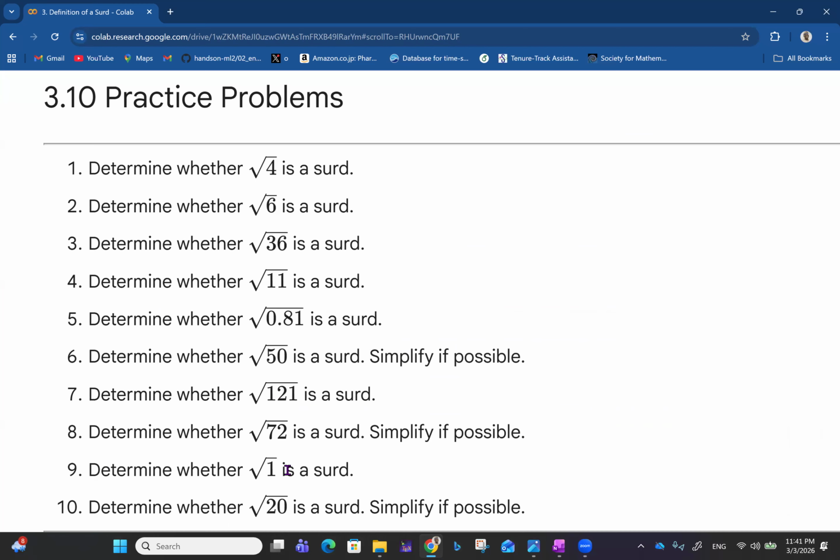Then determine whether root 1 is a surd. Root 1 is not a surd because the square root of 1 is 1, and that is a rational number. Determine whether root 20 is a surd. Root 20, of course, is a surd because that's the square root of 4 times 5. That is 2 root 5, which is still a surd.